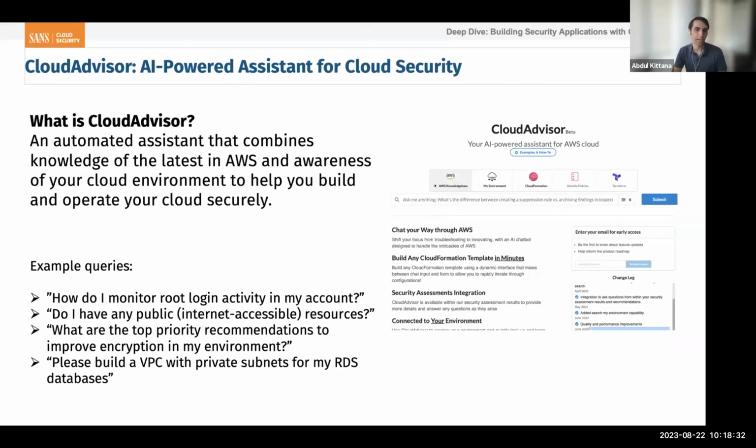And you can ask stuff like general questions about AWS, like how do I monitor root activity in my account? You can ask it stuff about your own environment, like do I have anything that's internet accessible? Do I have anything that is not encrypted? Or you can ask it to help you build stuff, like can you help me build a network with some private subnets so I can host my databases.